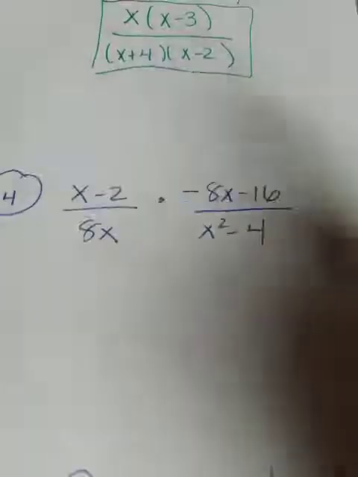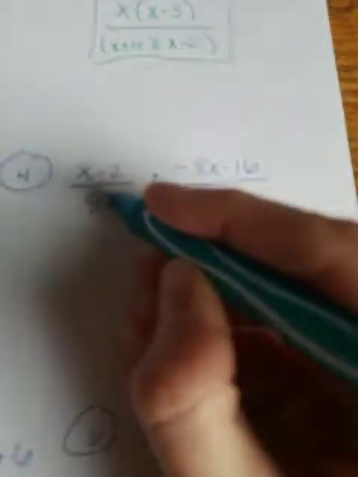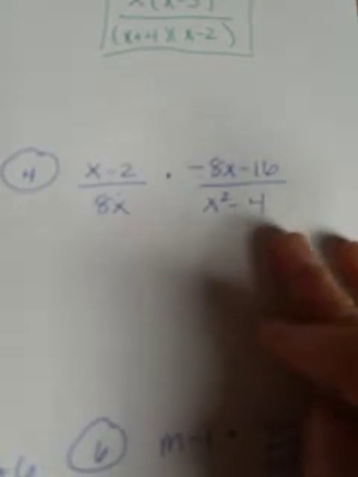Number 4. You might be like, oh, 8x and 8x, let me cross those out. No, the 8x here is part of the binomial. You can't cross these out because this is a monomial. This x is part of a binomial, so you cannot cross those out there.